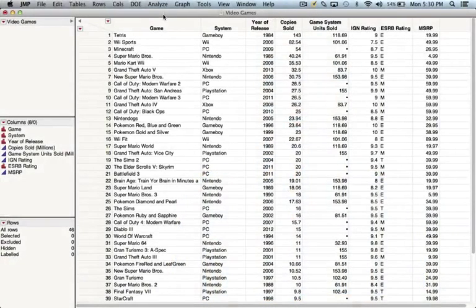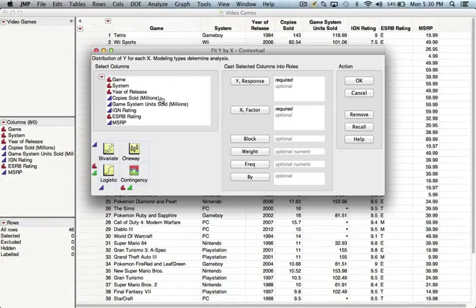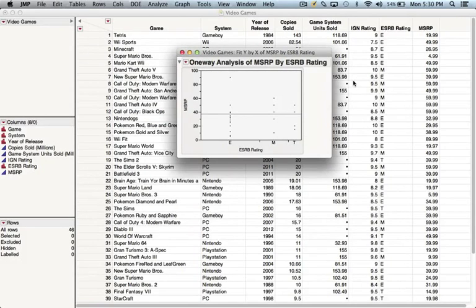So let's begin. First, we will go to Analyze, Fit Y by X, and place MSRP in the Y response box, and ESRB rating in the X factor box, and click OK. Now we have our graphic. First, let's add box plots, number summaries, and remove any unwanted indicators.